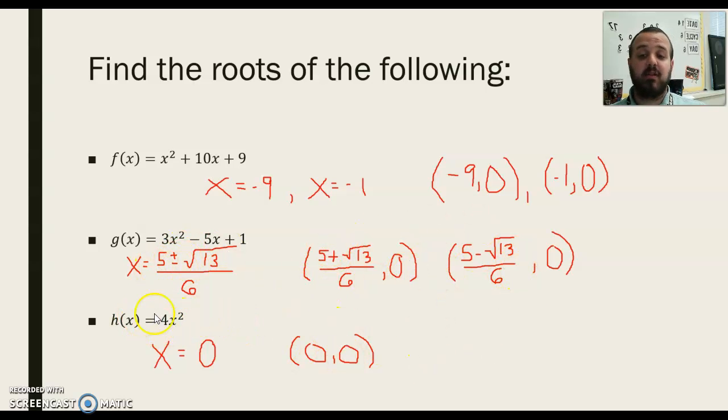And the last one, you set equal to 0. You can divide by 4 and extract square roots. You can just square root both sides, and you're going to get that x equals 0, okay? So 0 would be my only root. I only got one answer for that one, okay? So that's finding the roots of quadratics.